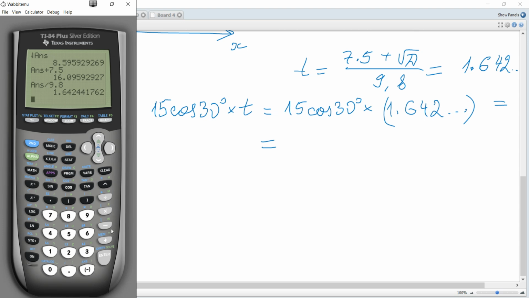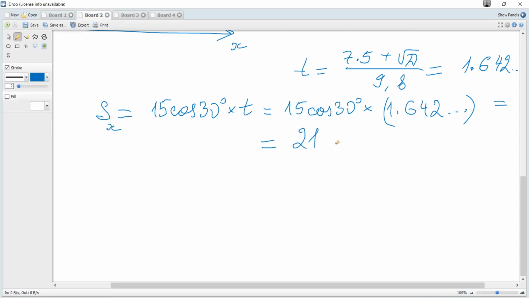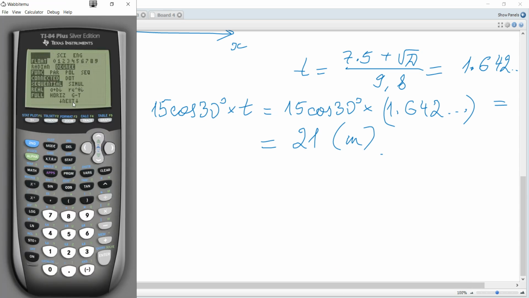So just multiplied by 15 times cosine of 30. It's 21.3 or just 21 meters, and you should check there must be degree mode, not radian.